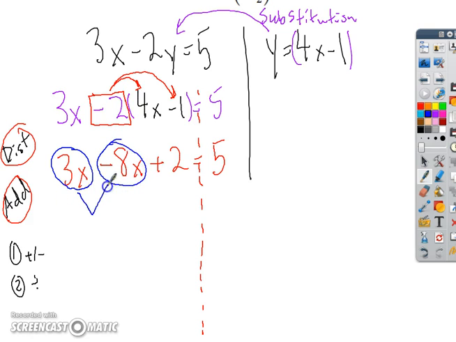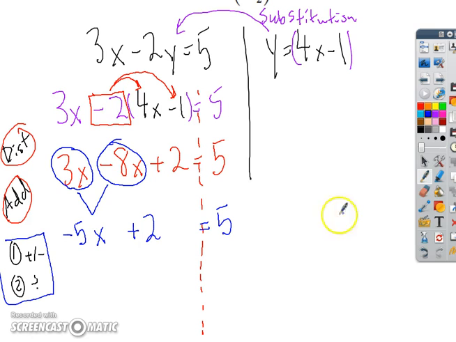I'm going to combine those two. There's more negatives in the 8 than there are positives in the 3. So after they cancel, I'm left with 5 negative x's. And then I bring down the positive 2 equals 5. And now I'm going to start my algebra. There's 2 steps. I always add or subtract first and then divide.